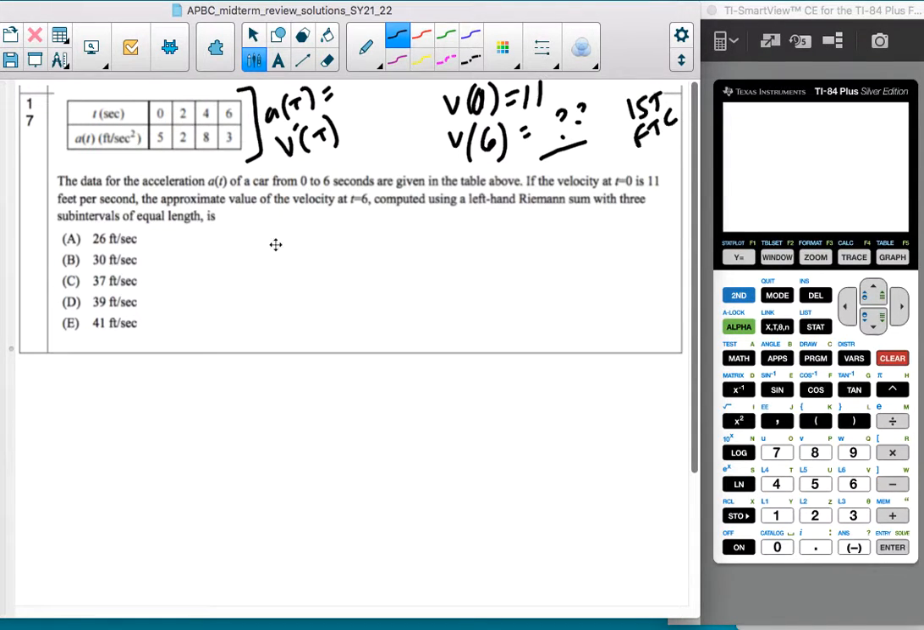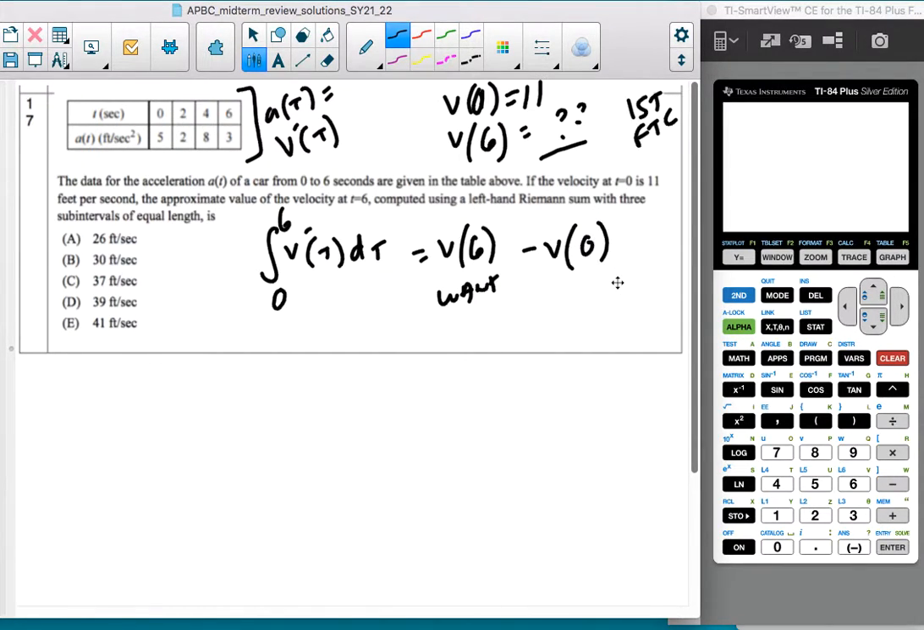The reason I say that is if we integrate what we're given, v prime of t, because that's what acceleration is, from 0 to 6, that's going to be v of 6, which is very much the thing that I was asked to find, minus v of 0, which is a given quantity. So the actual value of v of 6 would be adding the v of 0 to the other side plus this integral.